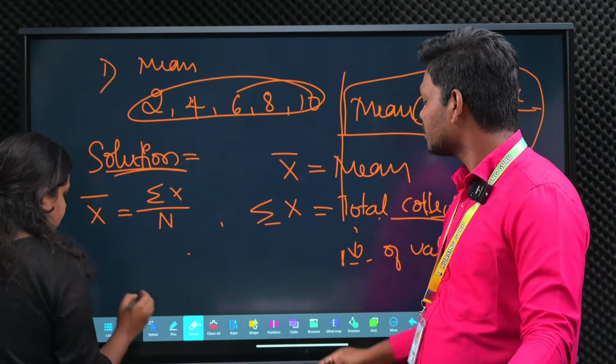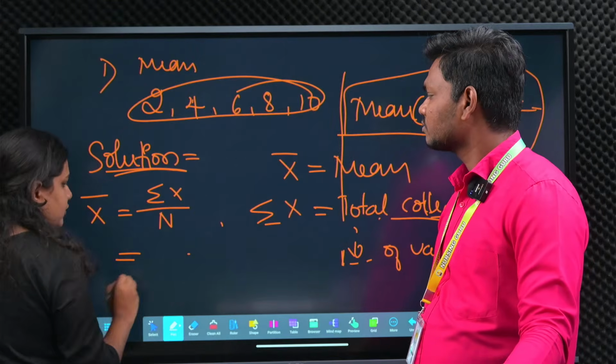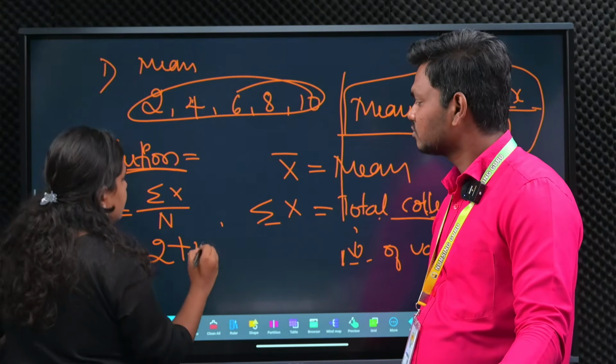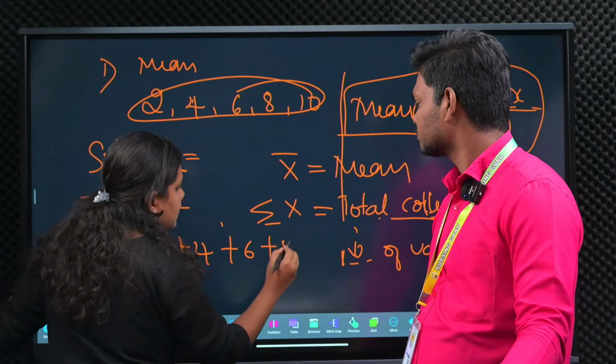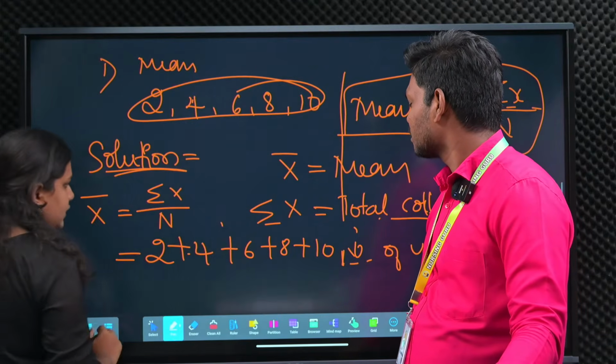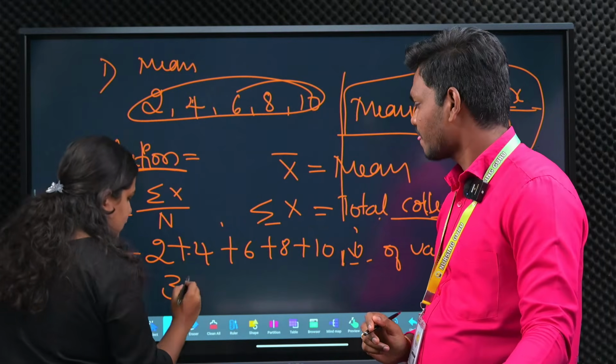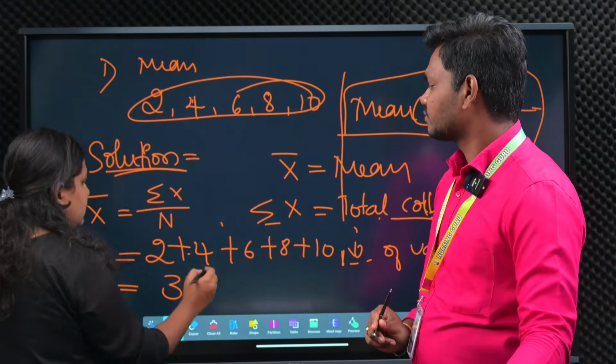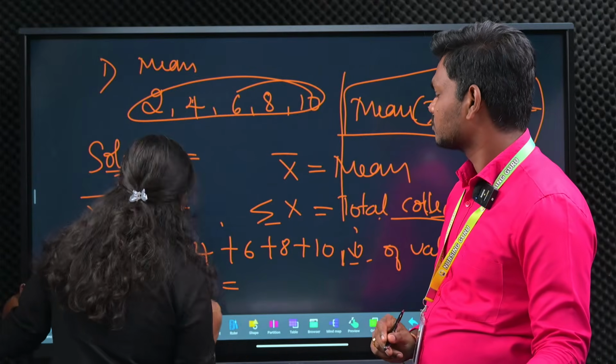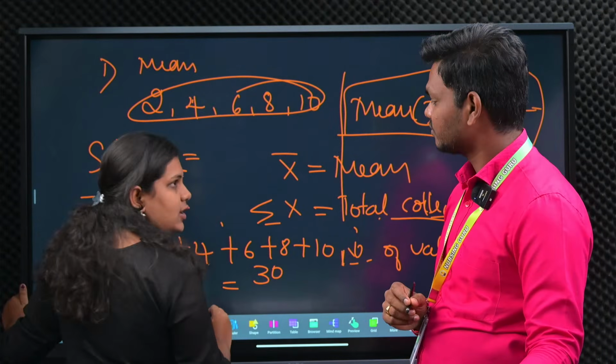Write the formula. First you have to write down the formula, then 2 plus 4 plus 6 plus 8 plus 10. Equal to how much is coming? 30. That you should write. Again, come to this part. Okay. So when you're counting 30, it is your sum of x.